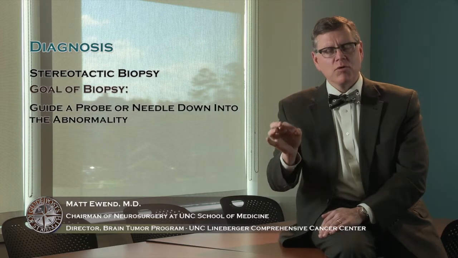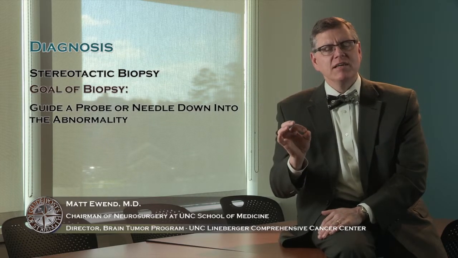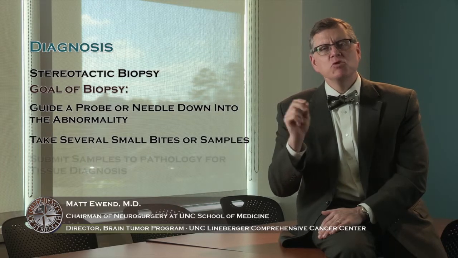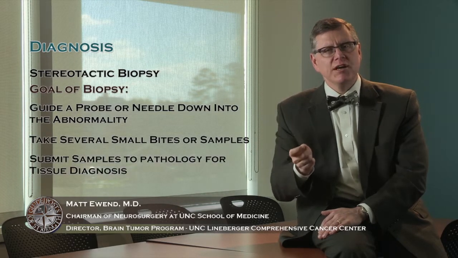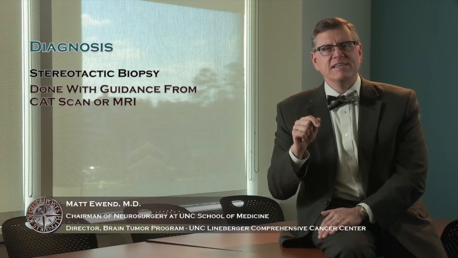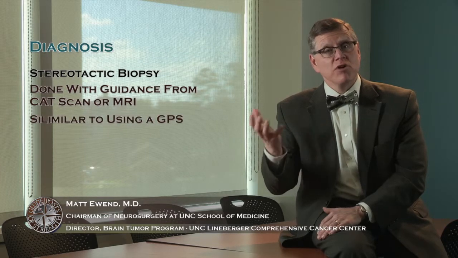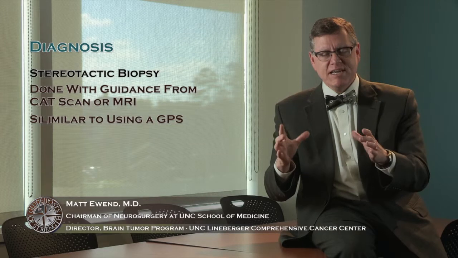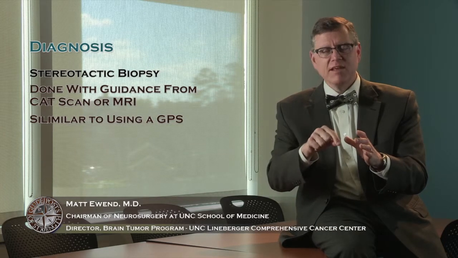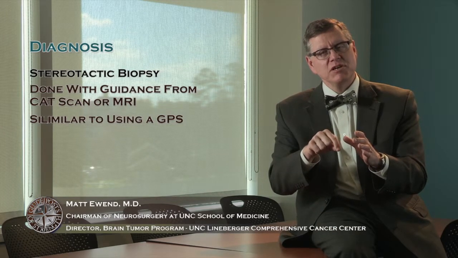The stereotactic biopsy is the simpler of the two procedures that can be done to get tissue to make a diagnosis of a brain tumor. The goal of the biopsy is to guide a probe or a needle down into the abnormality and take several small bites. Those bites are submitted to pathology and a tissue diagnosis can be made. Usually this is done with guidance from either CAT scan or MRI. This is very much like the GPS that many of us use when we're trying to get somewhere in the car. We can take the MRI scan and the surgeon can pick the exact spot on the MRI where they want the biopsy to come from.